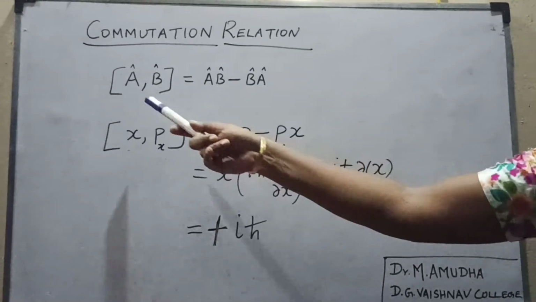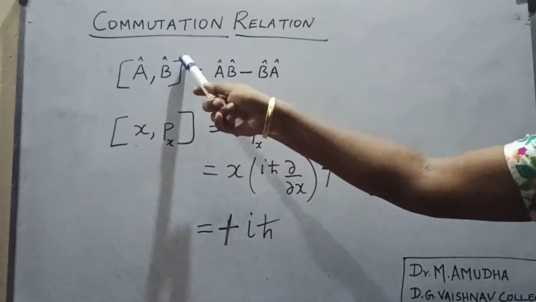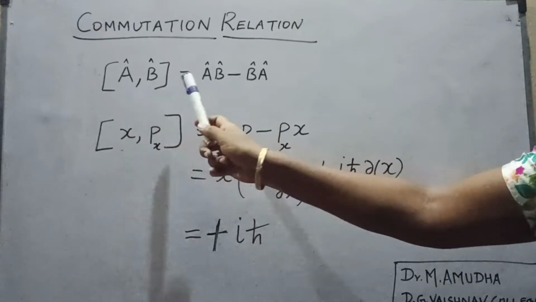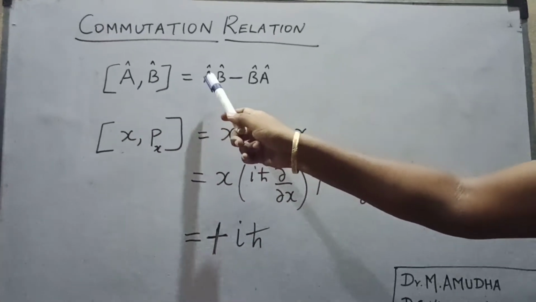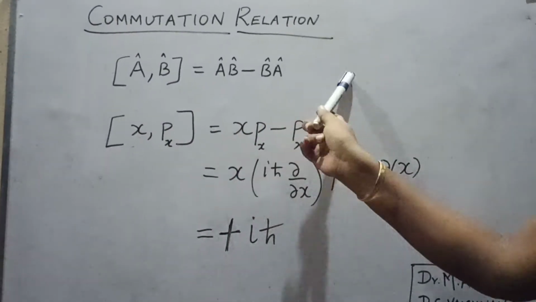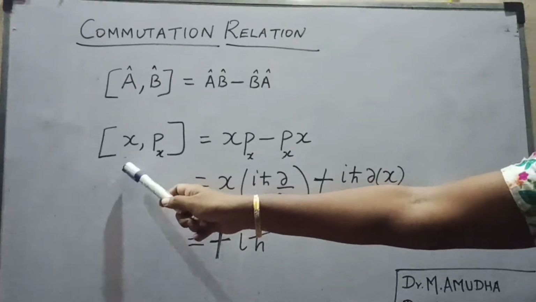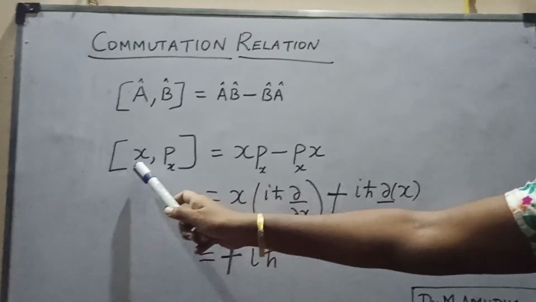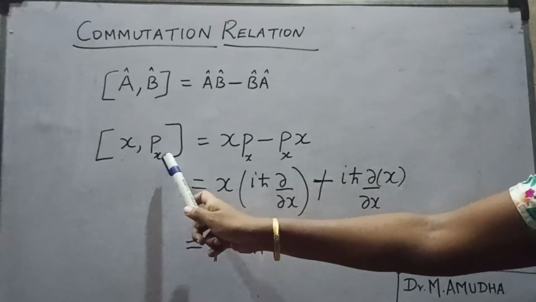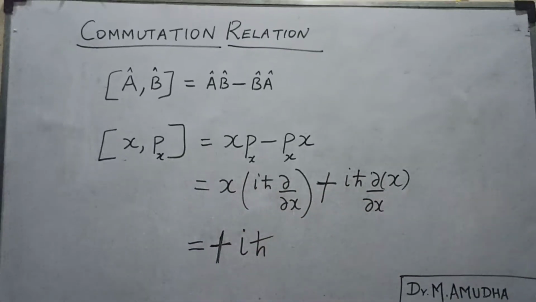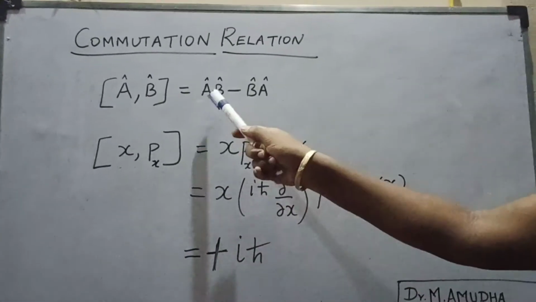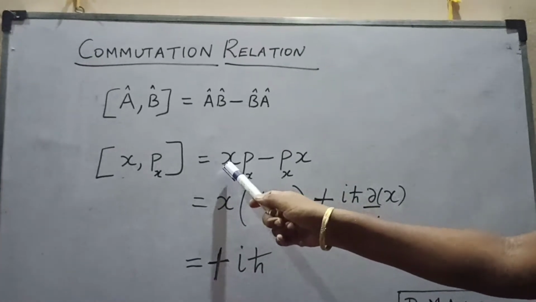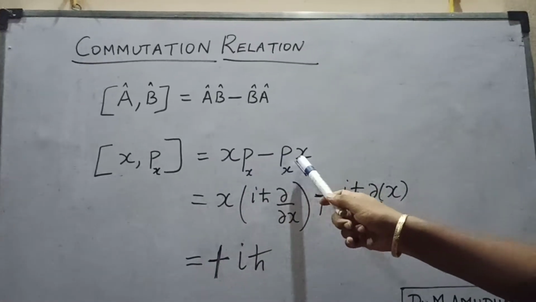Already you know that any two operators A, B can be written in commutation form in this way: [A, B] = AB minus BA. Similarly, we will see the commutation relation between the position operator X as well as the X component of momentum operator Px. In a similar manner, we can write this as XPx minus PxX.